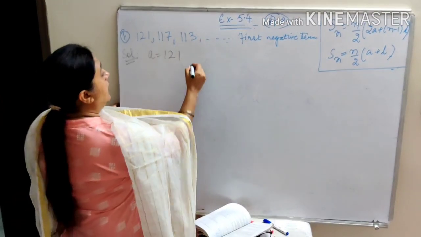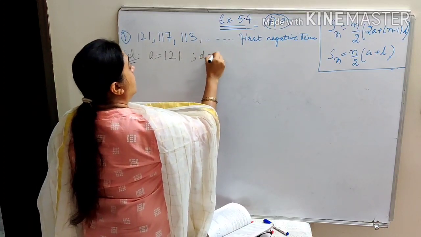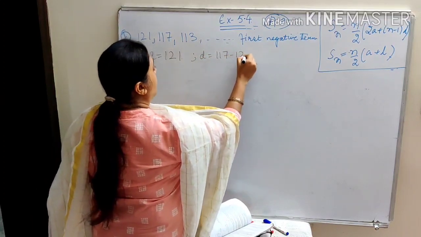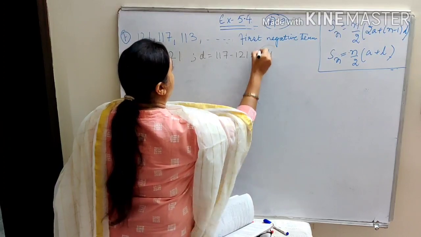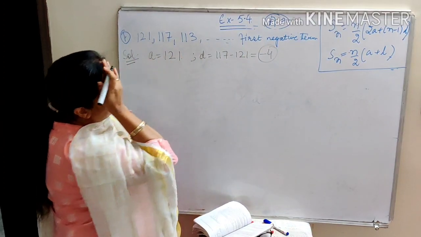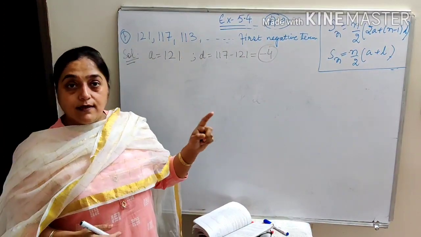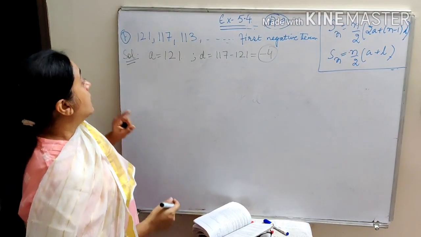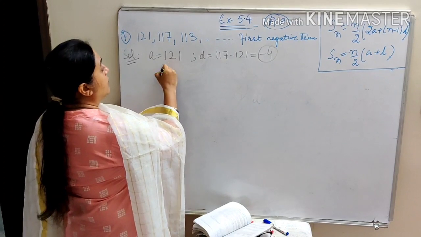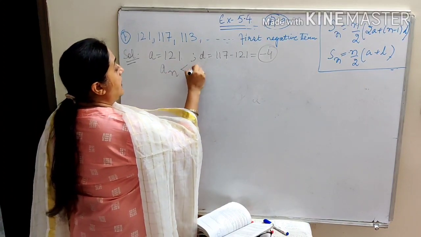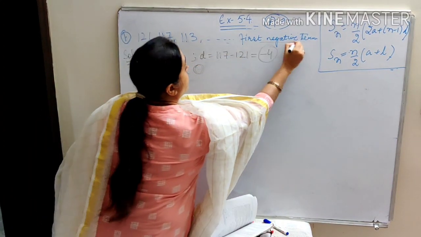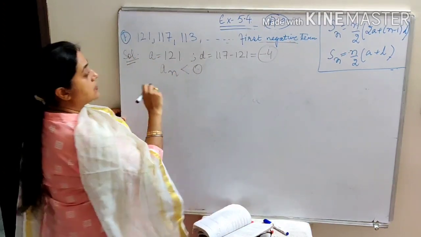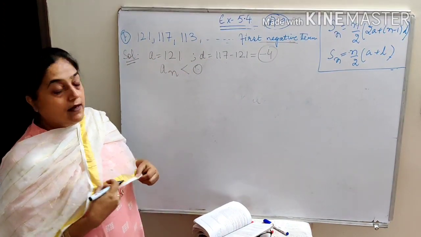So what will happen? You will write here d is equal to 117 minus 121. d comes out to be negative. In my first class only I told you people, whenever the sequence is a decreasing sequence, your d is always negative. Now what you have to find out? You have to find out an less than 0. Why? It is the first negative term. So an has to be less than 0.